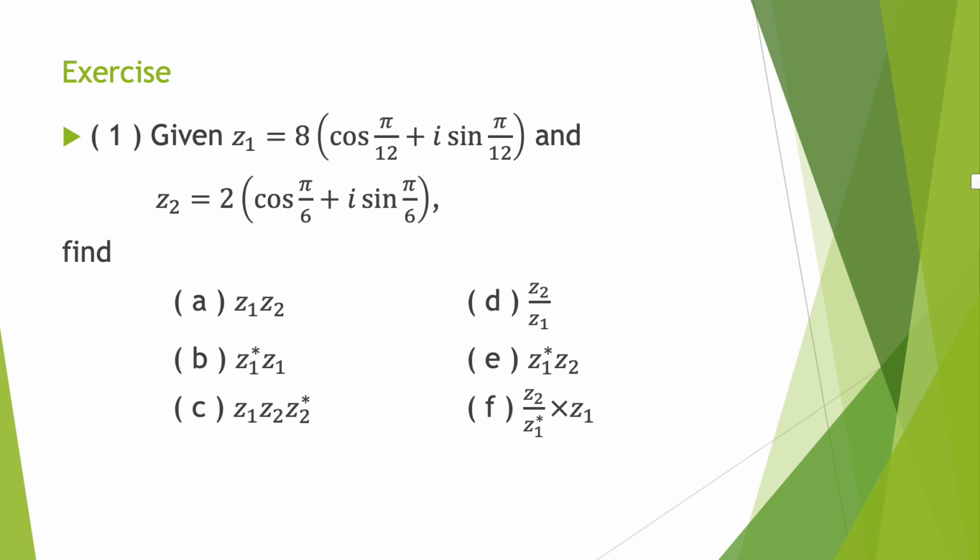Do the exercise yourself. Question 1. Given complex numbers z1 equal to 8 cis pi over 12, and complex number z2 equal to 2 cis pi over 6. Find questions a, b, c, d, e, f yourself.